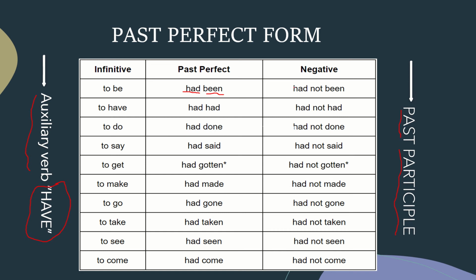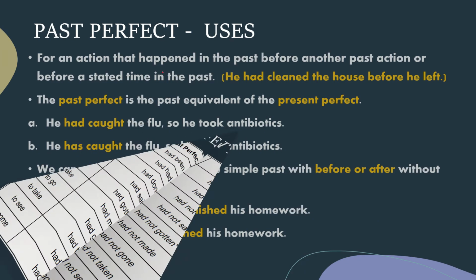Here we have the negative version. You just need to add the word not in the middle. So had not been, had not done, had not said, had not gotten, had not made, had not gone, had not taken, had not seen, had not come. Then you can add the pronouns here: I had not been, you had not been, they had not been, he had not been, we had not been, etc. All right, so that's how we form it.